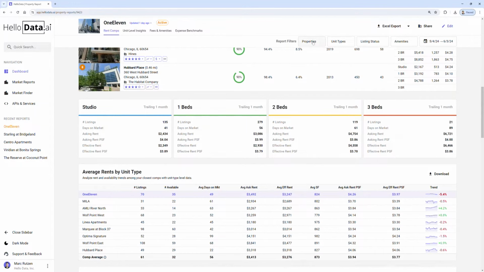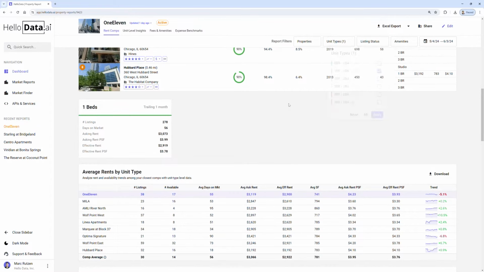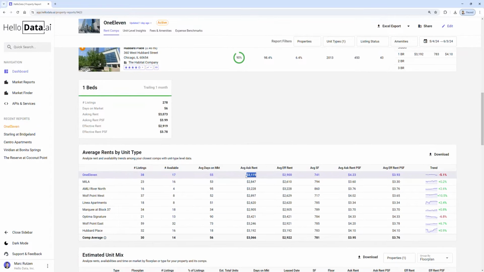Now these global filters will apply to everything in the page, right? So we have one for which properties are displayed, the unit types, the listing status, amenities, and date range. So say I want to look, in this average rents by unit type table, at just the 1-bed, 1-bath units. I just come up here to select unit types and then click 1-bed, 1-bath, and now everything in the report has been filtered, and I can see my 1-bed, 1-bath rent relative to the average of the comp set.